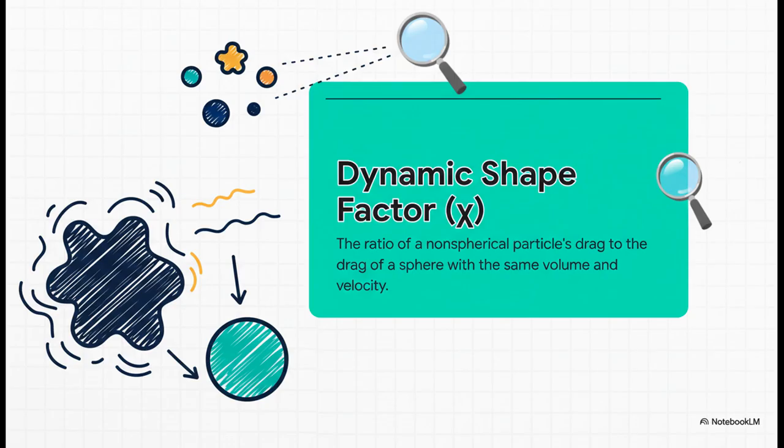And to handle that, we use the dynamic shape factor, symbolized by the Greek letter chi. Think of it as a kind of aerodynamic handicap. It's just a simple ratio that tells us how much more drag our weirdly shaped particle has compared to a perfect sphere that has the exact same volume.